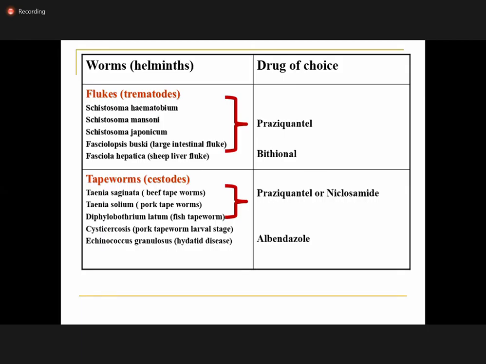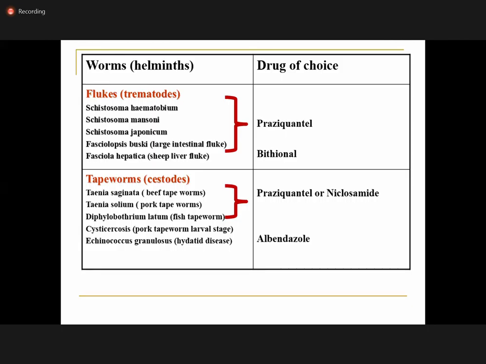So now, last two, cysticercosis. What is this? This is a very important clinical condition, and that is due to the pork tapeworm larval stage. The larva of the pork tapeworm is responsible to cause cysticercosis, right? And the second one, Echinococcus granulosus, hydatid disease. That is labeled as hydatid disease.